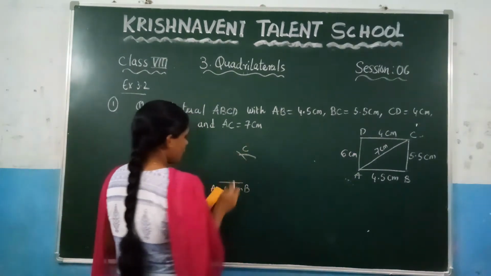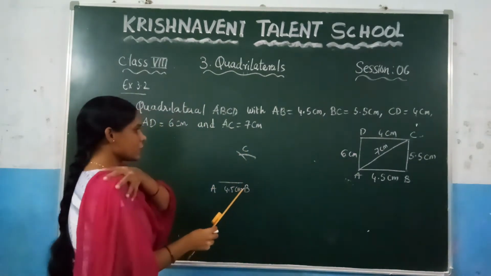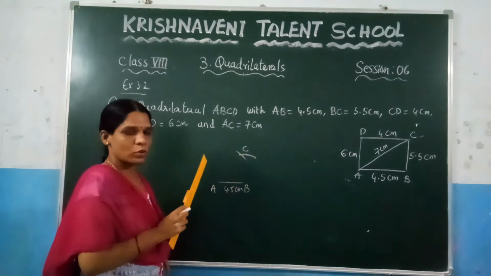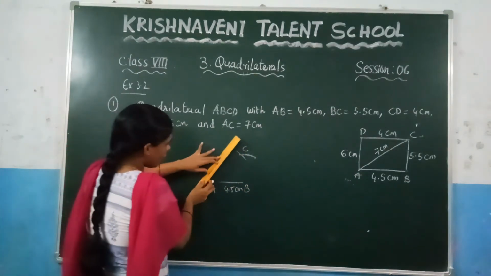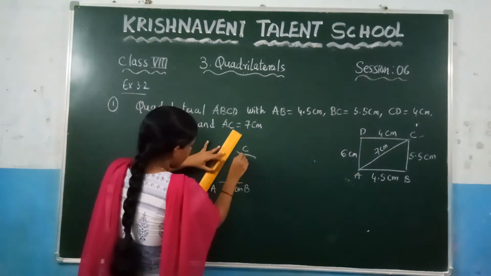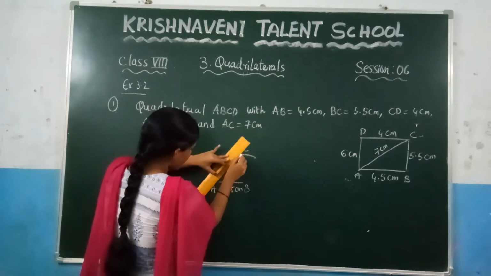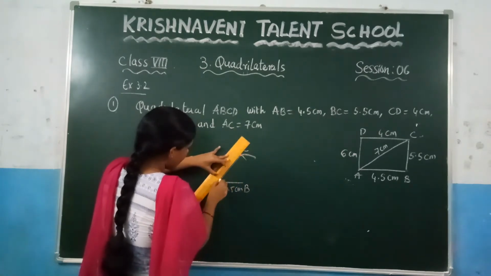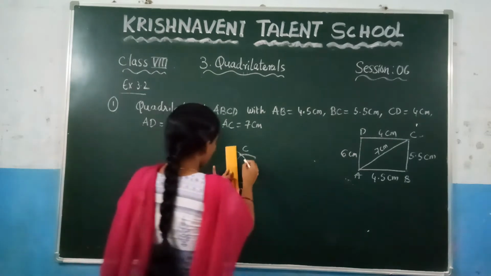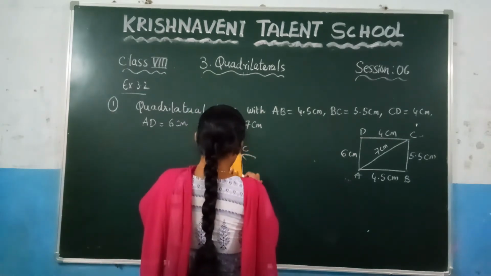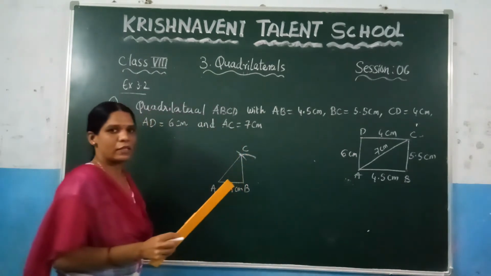This is C. Now if you want to construct a triangle, you can join both the sides here. Let us join A and C. This is the intersection point. Now join A and C, and similarly join B and C. Now here we got one triangle.